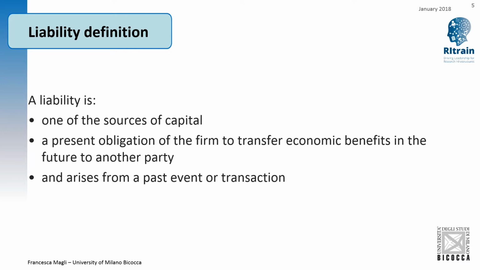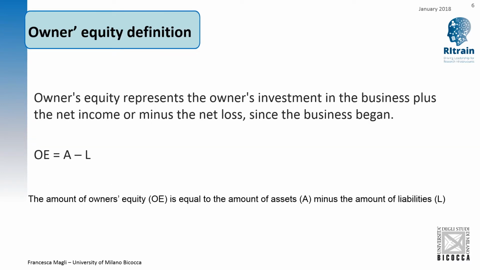What is the third part of the balance sheet? The owner's equity. The difference between assets and liabilities originates owner's equity, also called net assets. This element is also referred to as shareholders' equity. The amount of owner's equity is equal to the amount of assets minus the amount of liabilities.